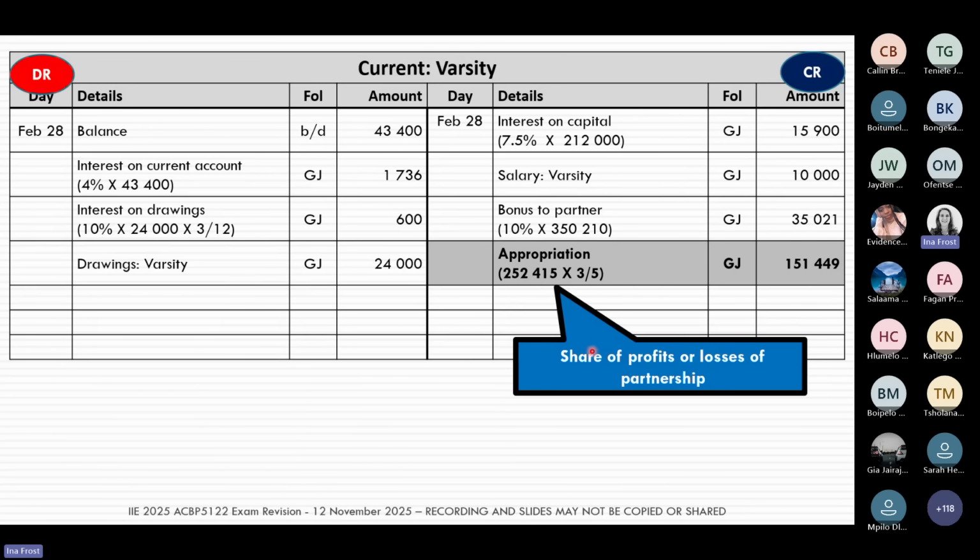Then we are also, of course, going to share with the partners their share of the profits or the losses that were made in the business of the partnership. And that share in the profit or losses also goes to the current account of the partner.